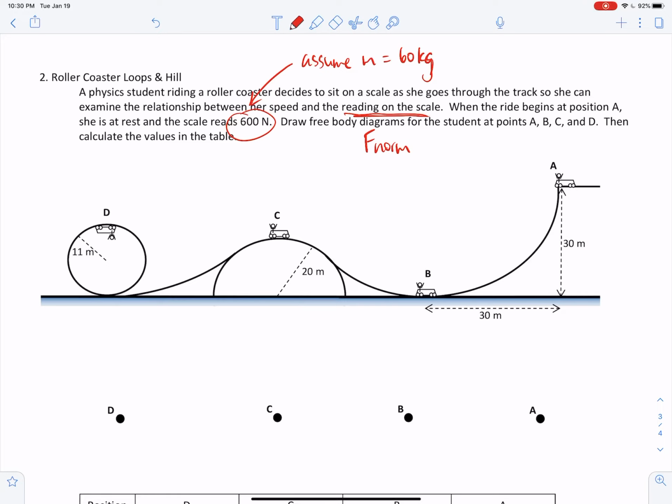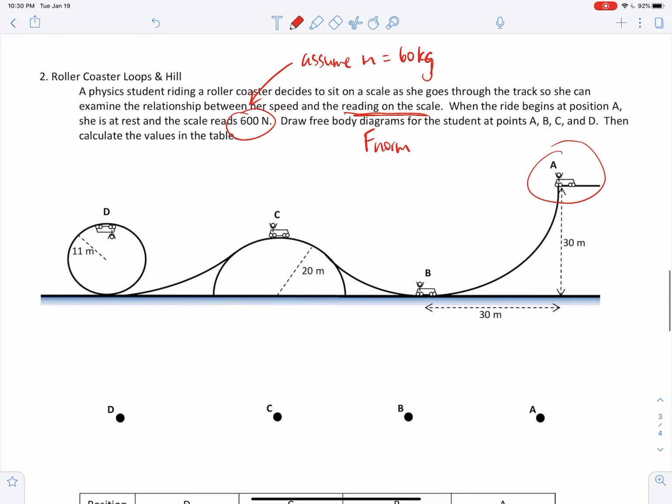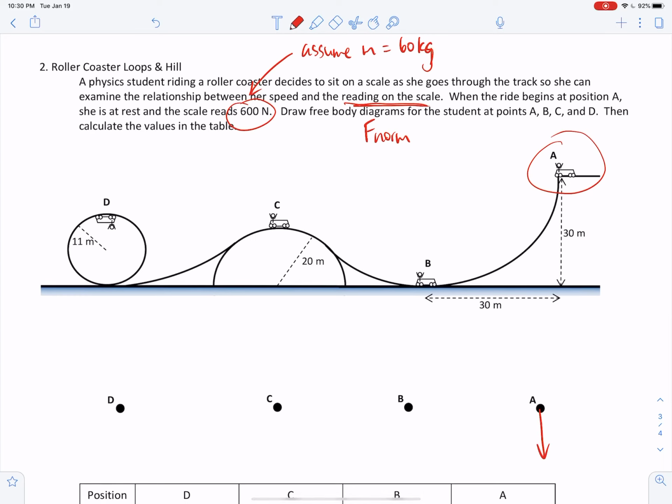All right, so over here at location A, the student is at rest at the top of the roller coaster, and so she's got two forces acting on her. First of all, gravity pulling her down, which we know is 600 newtons. And then the normal force from the track supporting her. That will also be 600 newtons because she's at rest, right? She's vertically balanced.